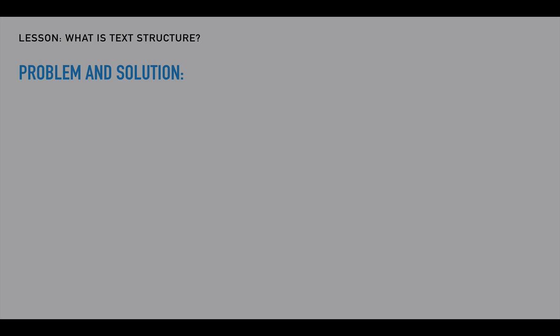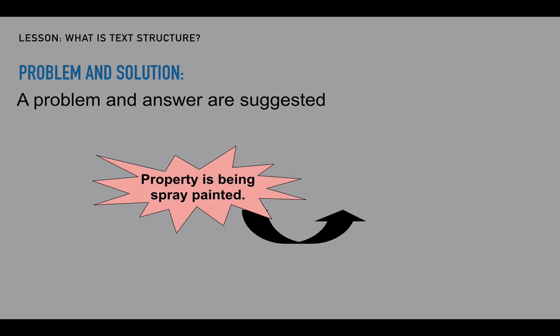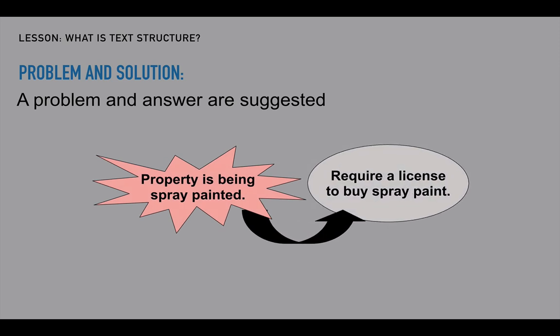You also have problem and solution. A problem and an answer are suggested in problem and solution. Property is being spray painted. For the solution, you require a license to buy spray paint. So you have a problem and then you have a solution. You can't just spray paint something without having a license to buy spray paint, according to this problem and solution.